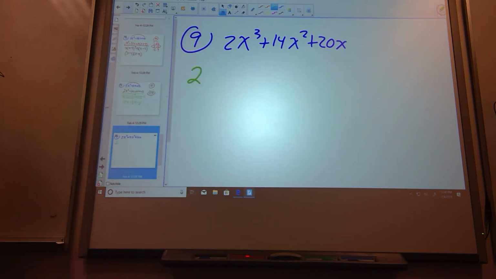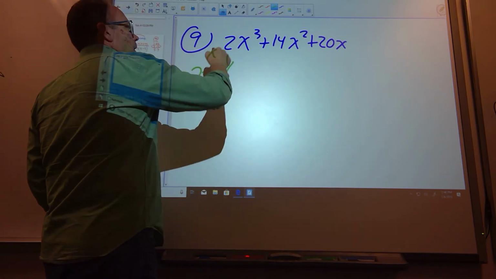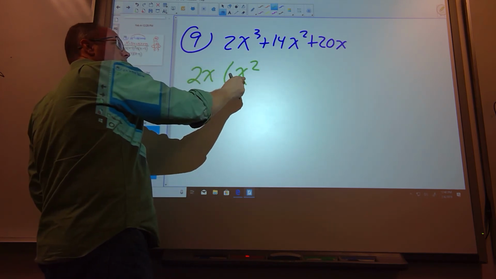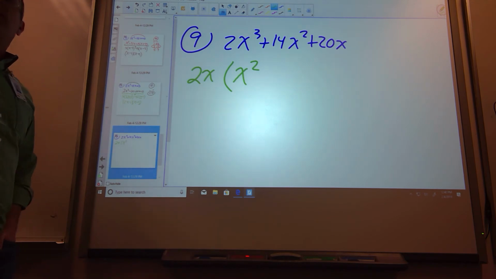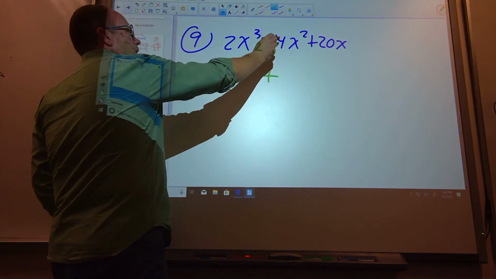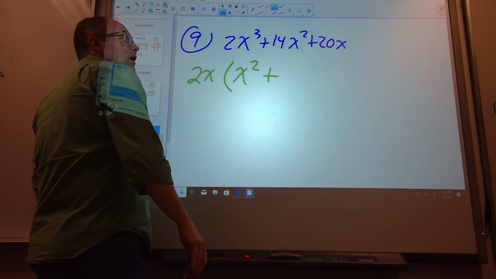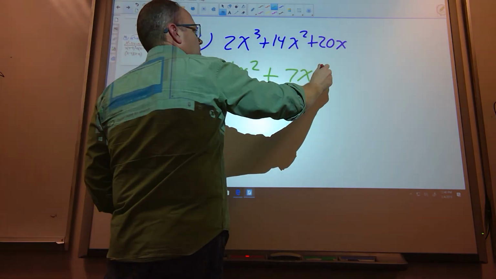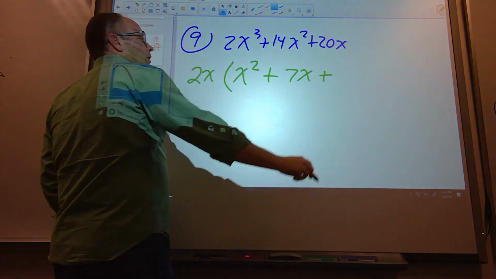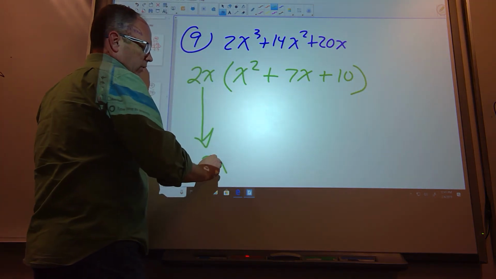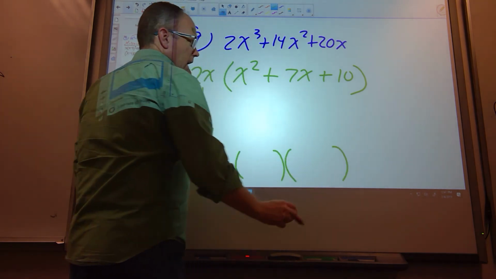What else can I factor out of all 3 of them? An x. So if I factor a 2x out of 2x to the third, that leaves me x squared. How do I know that? Well, I know that 2x times x squared is 2x to the third. Plus 2x times what number gives me 14x squared? 7x. And 2x times what gives me 20x? 10. So this 2x has to be part of the answer down here. Okay, I don't need to do it yet.